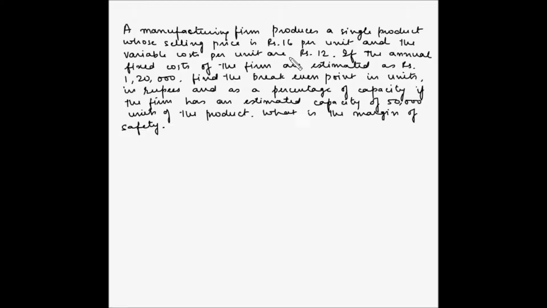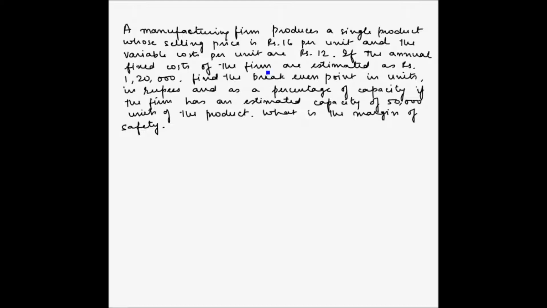Now variable cost is the cost that varies with the number of units produced. So per unit the cost is rupees 12. As we keep on increasing the units, the total variable cost will keep on increasing. Now if the annual fixed costs of the firm are estimated at rupees 1,20,000, find the break-even point in units, in rupees, and as a percentage of capacity if the firm has an estimated capacity of 50,000 units of the product.